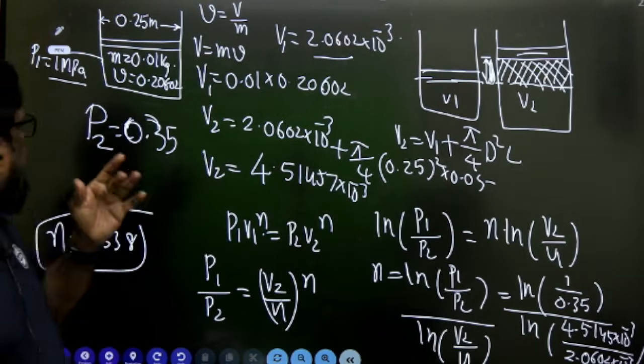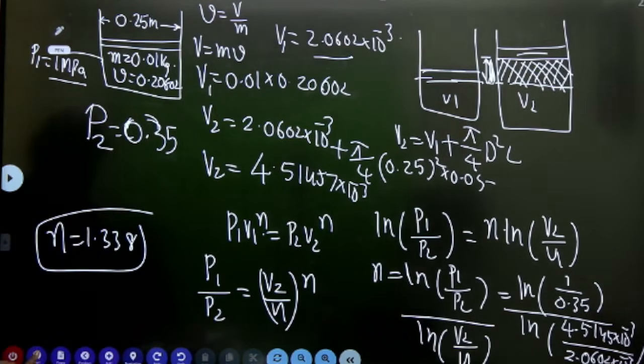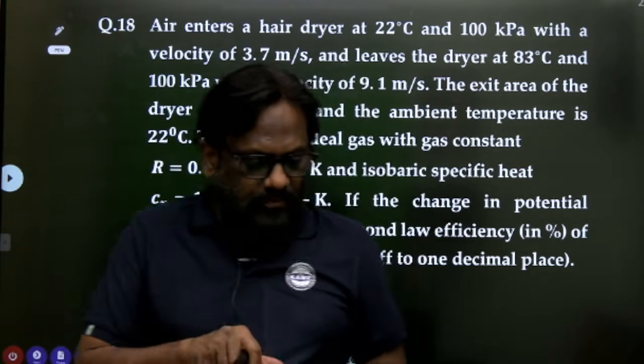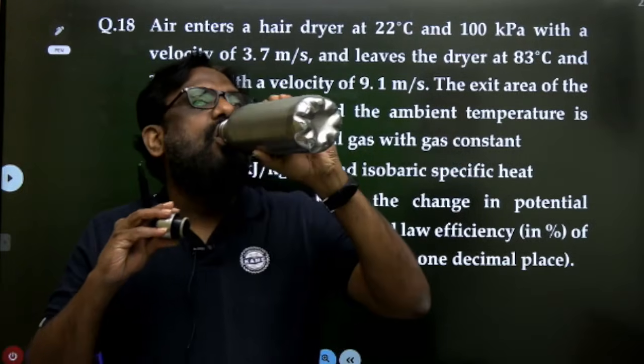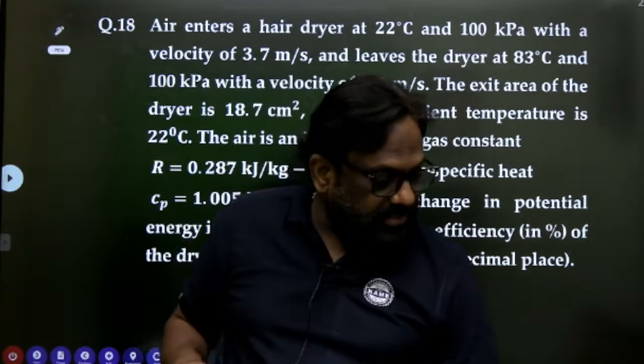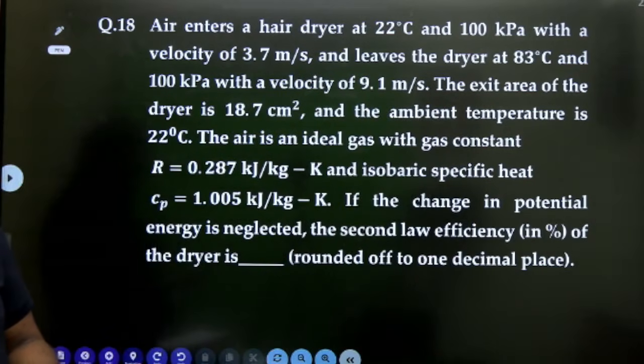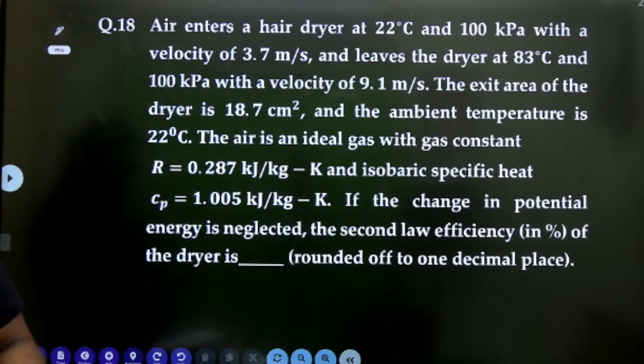Last 5 questions are left. Let's complete. ये करो. Good question. First you read the question. एक बार रीड करो, थोड़ा ब्रेक ले लो, 1 मिनट का ब्रेक ले लो.